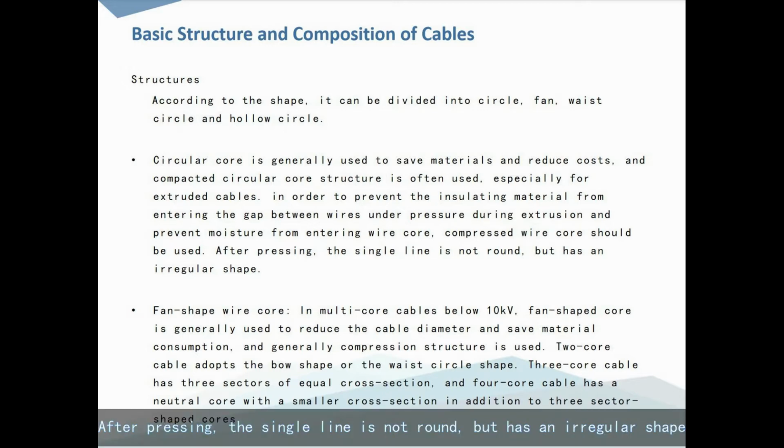After pressing, the single line is not round, but has an irregular shape. In multi-core cables below 10 kV, fan-shaped core is generally used to reduce the cable diameter and save material consumption, and generally compression structure is used. 2-core cable adopts the bow shape or the waist circle shape. 3-core cable has 3 sectors of equal cross-section, and 4-core cable has a neutral core, with a smaller cross-section, in addition to 3 sector-shaped cores.